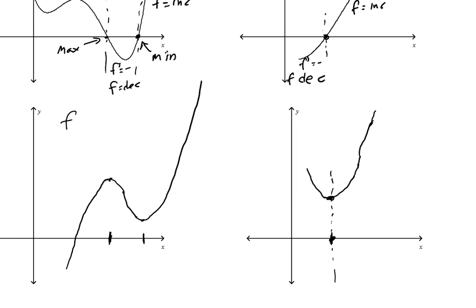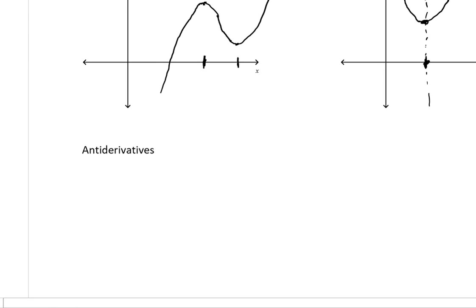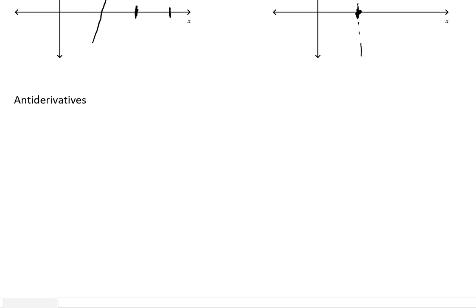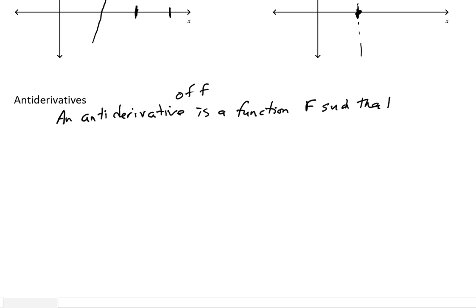Speaking of antiderivatives, an antiderivative of f, we should say, is a function capital F such that F prime equals little f. And those are going to become important as we go on. We'll spend more time on them later.